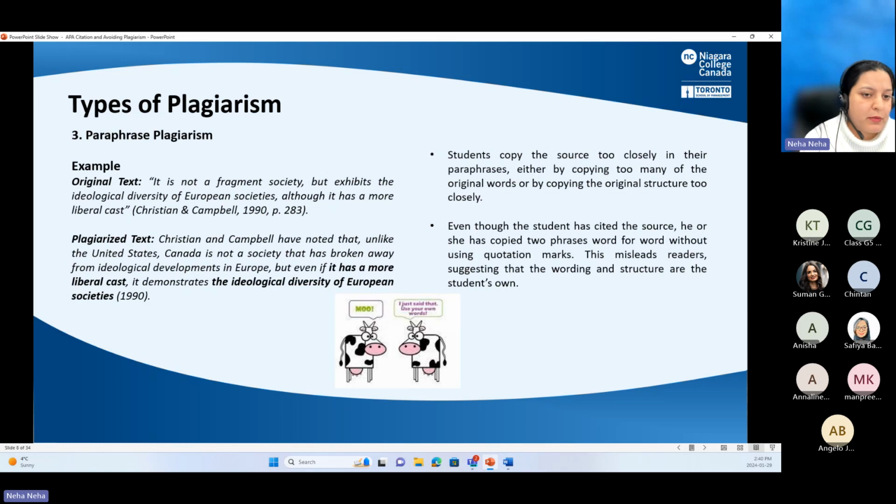Let me give you an example. The original text is the same, so I'm not going to repeat it, but here is the plagiarized text. You can see that they have written: Christian and Campbell have noted that, unlike the United States, Canada is not a society that has broken away from ideological developments in Europe, but even so it has a more liberal cast. It demonstrates the ideological diversity of European societies. So they have paraphrased what was written in the original text, but they took similar words from it, such as the ideological diversity of European societies. So it's an example of paraphrase plagiarism.